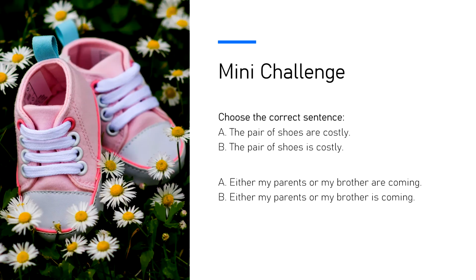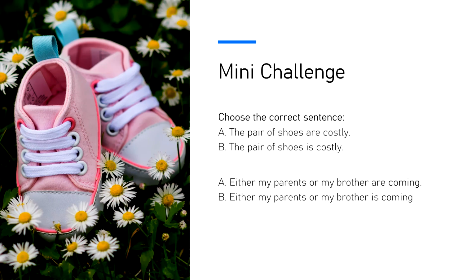Here is a quick mini challenge. Two pairs of sentences to test your observation. First one, the pair of shoes are costly or the pair of shoes is costly. Pause and think. The subject here is pair, not shoes. Even though shoes is plural, pair is singular. So the correct answer is the pair of shoes is costly.